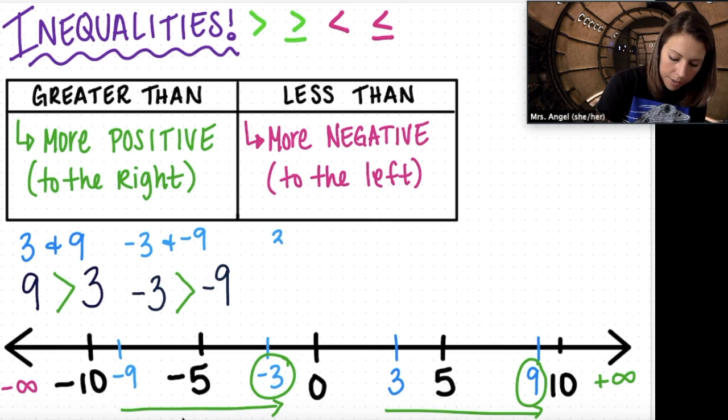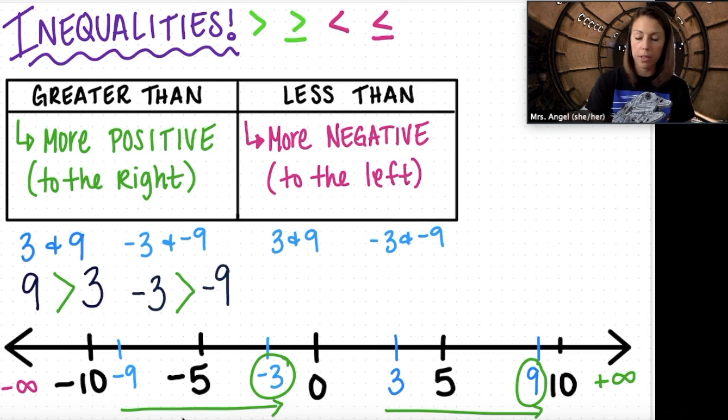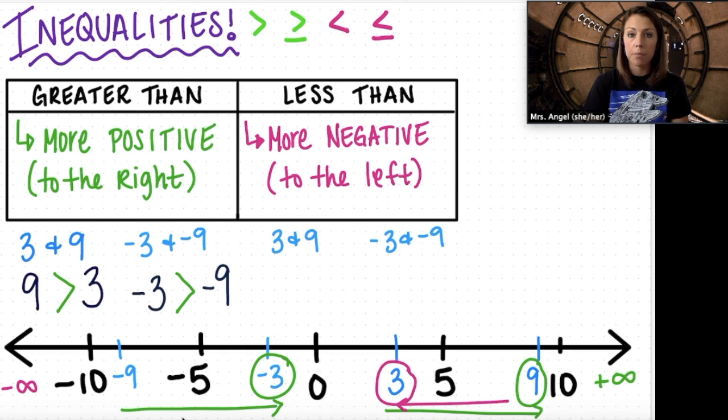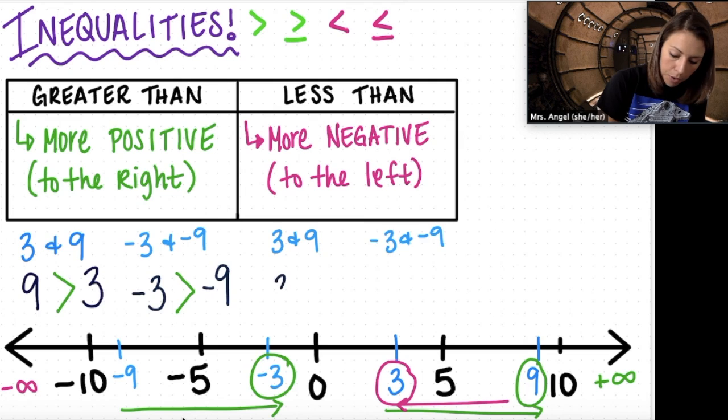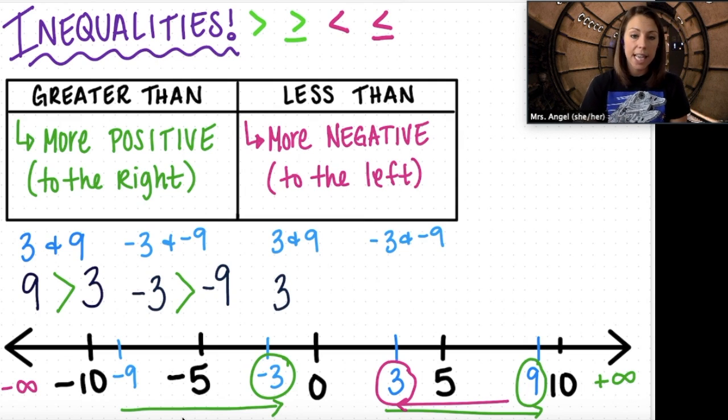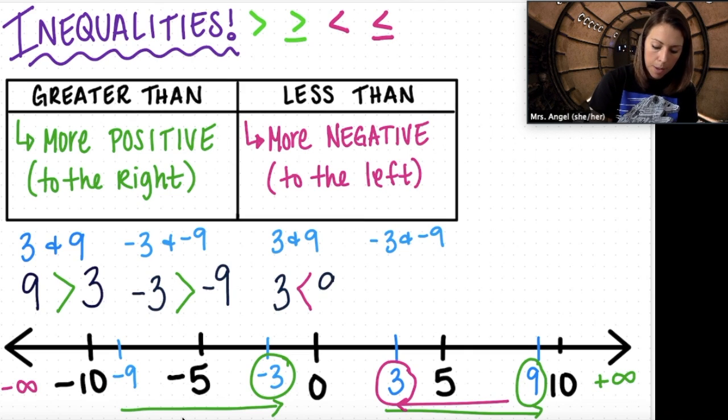So let's look at these same examples. Let's look at 3 and 9, and then -3 and -9, since they're already on our number line. So we'll start with 3 and 9. So if I look at 3 and 9 on the number line, and as I move this time from right to left, notice how 3 is to the left of 9. That means 3 is more negative, and 3 is less than 9. So to write this out, I would start with the number 3. The symbol for less than is opposite from greater than. It's going to be open away from 3, and the number 9. And we would read this as 3 is less than 9.